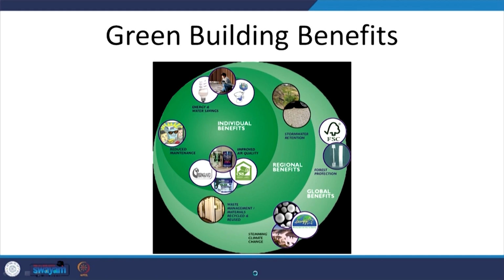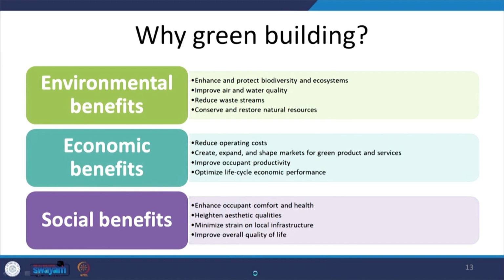At the regional level, we are talking about systems such as water systems, groundwater recharge, we are looking at vegetation, ecology, and waste management. At the global level, we are looking at benefits like getting away from global warming and climate change, and forest protection and all these. So, green buildings come with a lot of environmental, economic and social benefits through the characteristics and also the aims which we have set for green buildings.